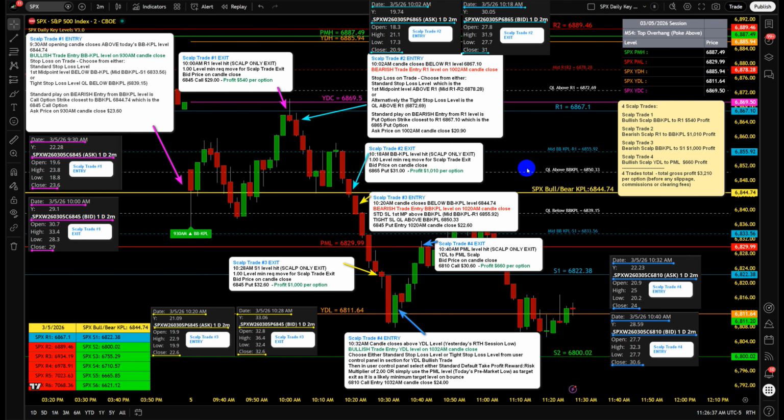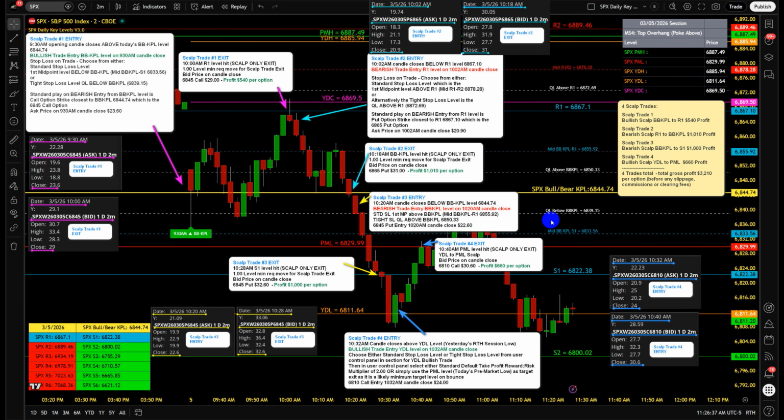Stop losses are very easy to figure out with this indicator. The stop losses are the QL levels and the midpoint levels. So with this indicator, you simply look at the level that you're taking the trade from. In this case, the bull bear KPL. This is a bullish trade, so we'll be looking below for our stop losses. If you want to use the standard stop loss, it's the first midpoint level below the level you're taking the trade from, which is this level here, mid BBKPLS1, 68.3356.